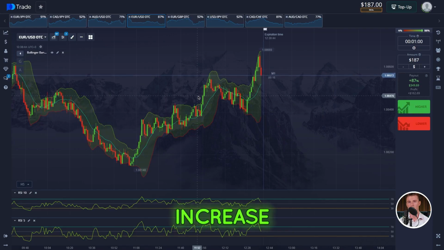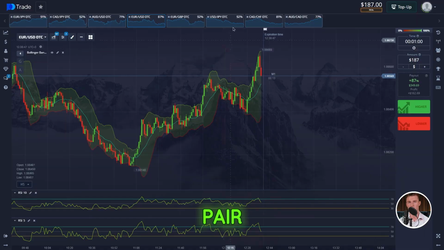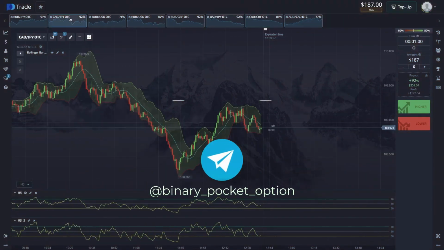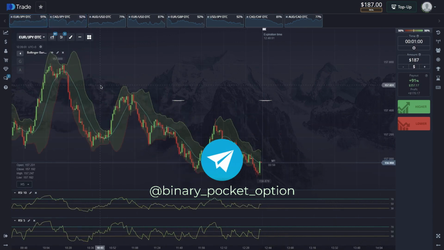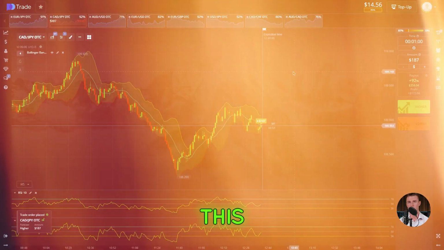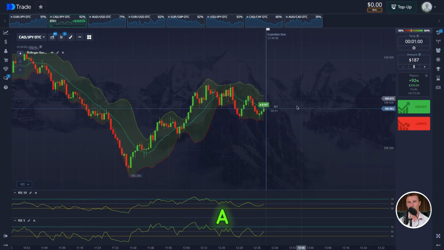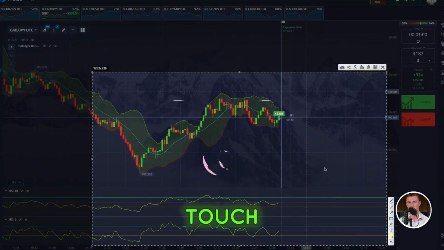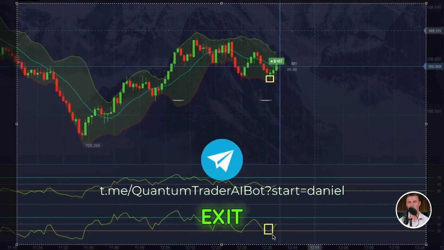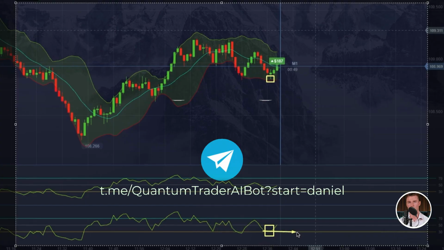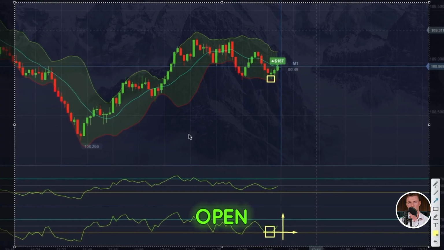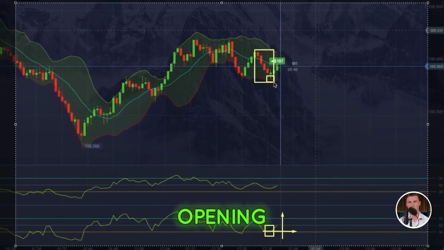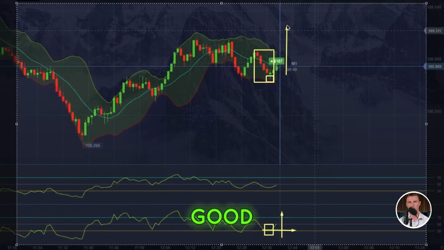To increase, select the next currency pair. This is where I would also open a deal to increase. In general, we still have a good touch point here. Here we touched the lower moving line. Here there was an exit from the oversold area. Upward dynamics, respectively, we open according to the trend. We see a price correction. In general, opening according to the trend is always a good sign.